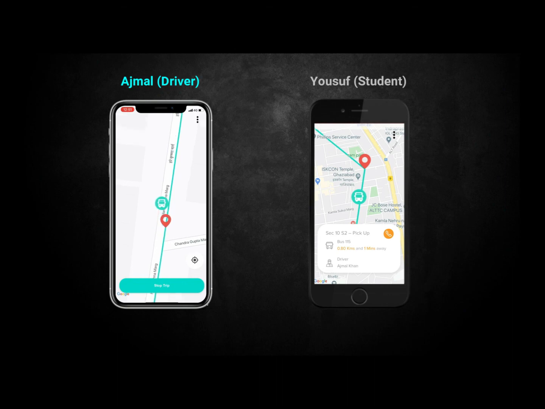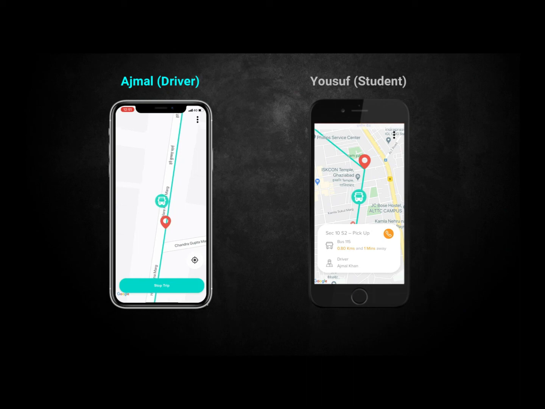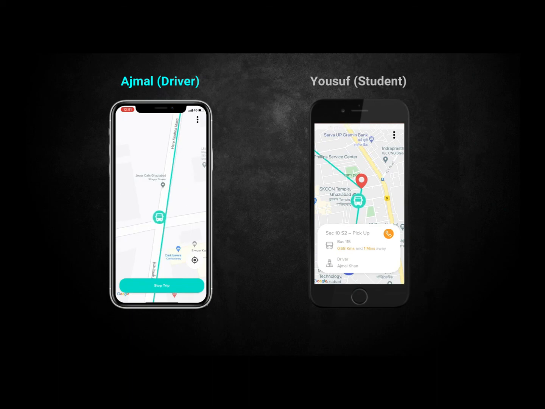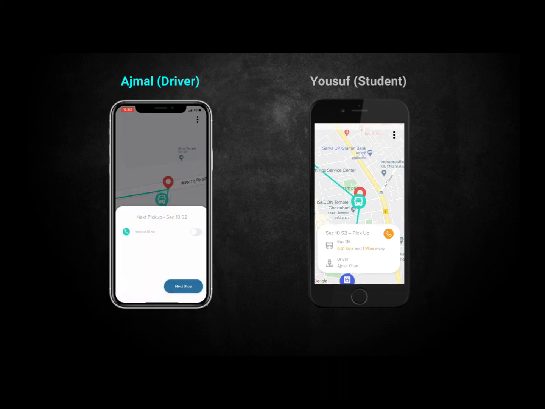Once Ajmal reaches the first stop, he can tap on the red marker and mark the students who have boarded the bus. Let's carry on to stop 2, where Yusuf is waiting. The bus stops, Yusuf boards, and he's marked present.